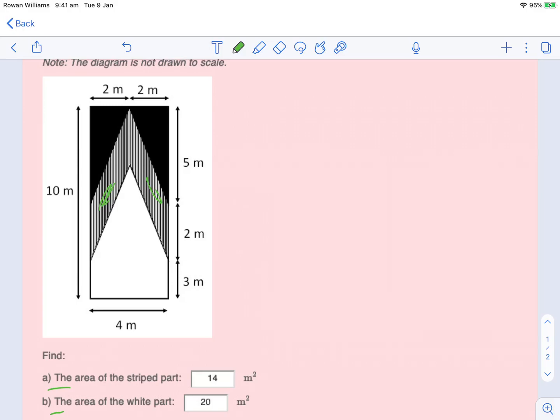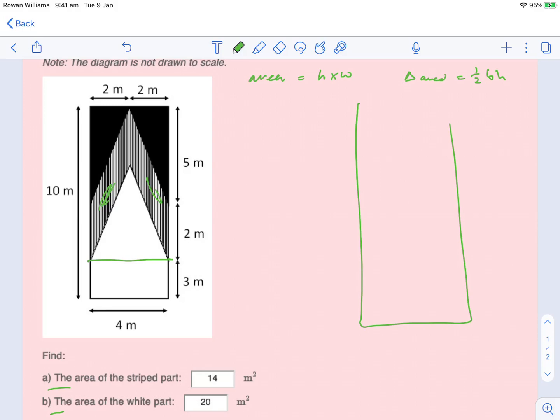Now there are a couple of little tricks we can do to make this a little bit easier on ourselves, but to start with, let's just go with breaking things down to rectangles and triangles, because we know that for a rectangle, the area equals the height times the width, and for a triangle, the area equals a half base times height. So the next thing we need to work out is we've got our square here.